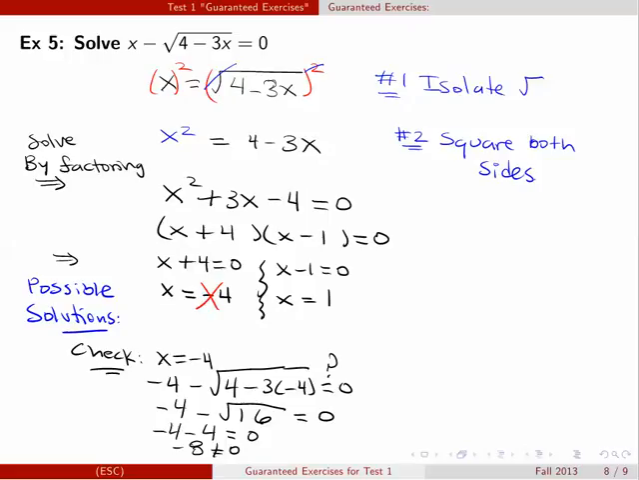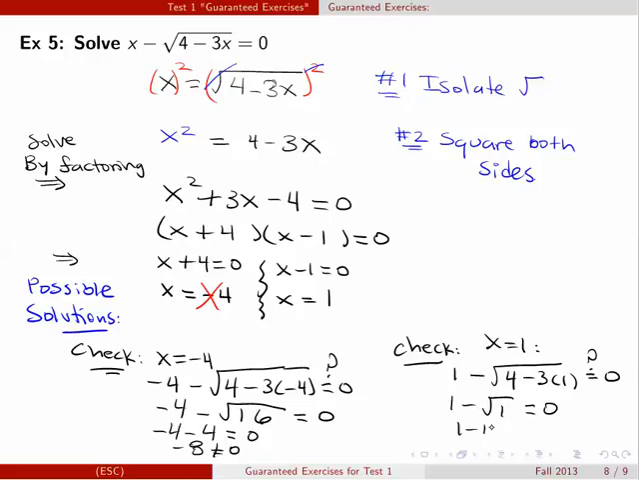Then when you check x equals 1, we replace every x with 1. Checking if this is 0, we have 1 minus square root of 1, which is 1 minus 1, and this time we can see that this is true, and so our solution is x equals 1.